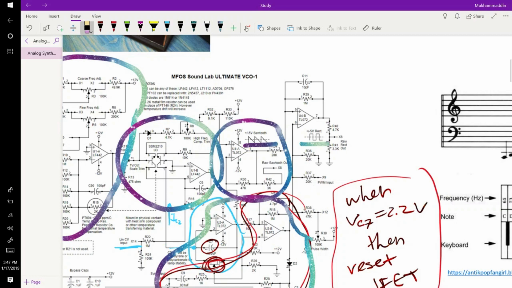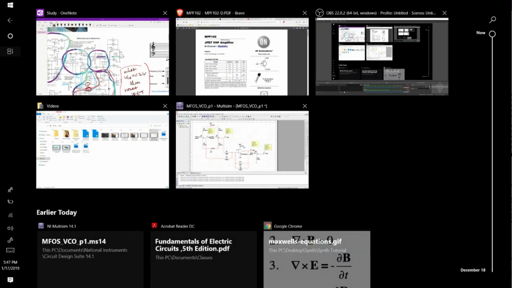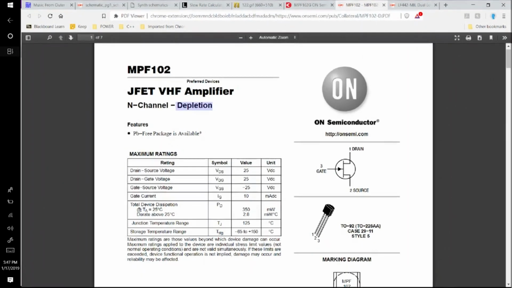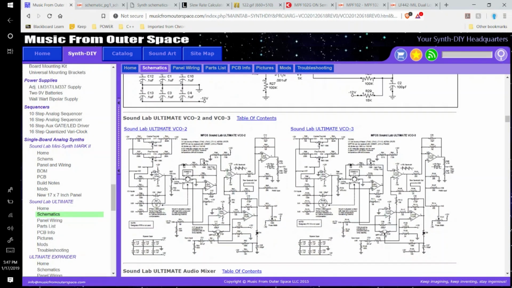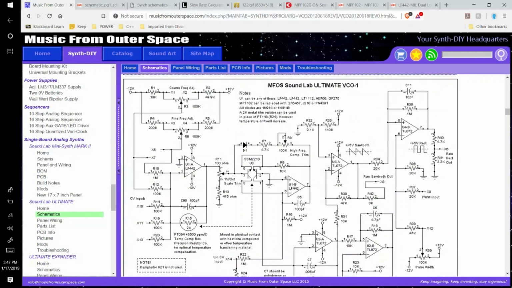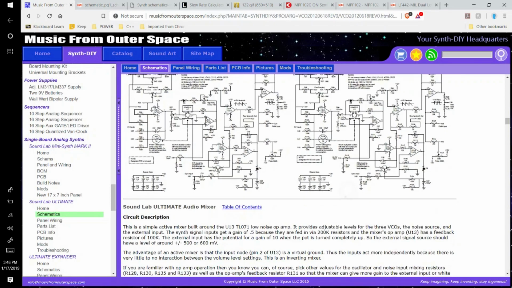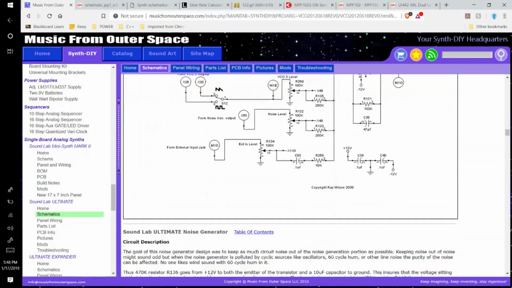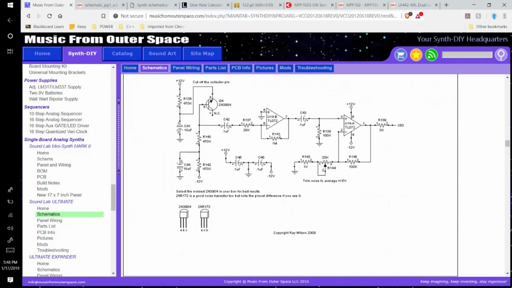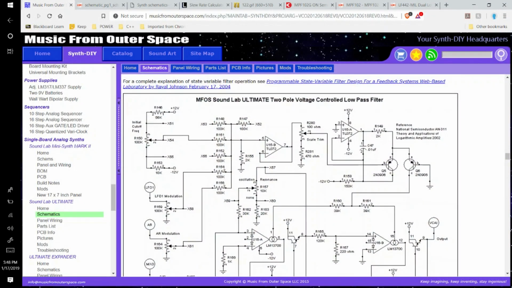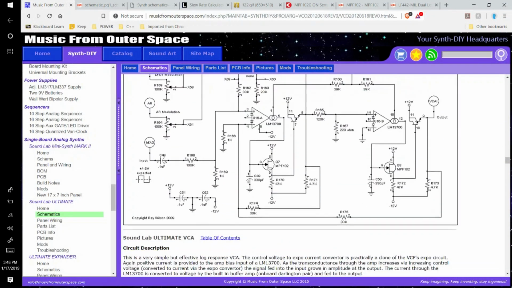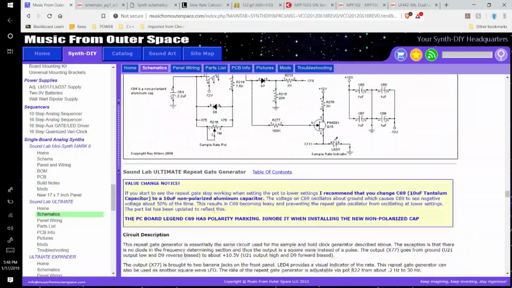And also, this is only one page out of many. There are actually, let me see. So you have VCO1, which we just analyzed. There is VCO2, VCO3. There is an audio mixer. There is a noise generator. There is, what is it? A 2-pole voltage controlled low pass filter. So you get the point.